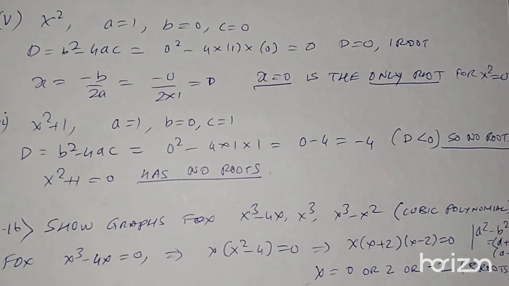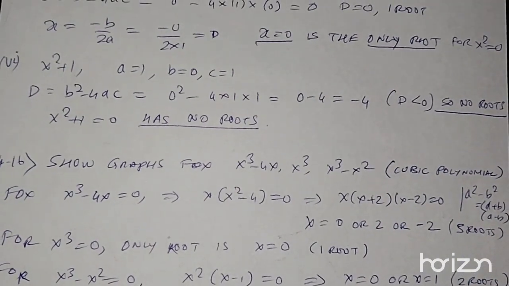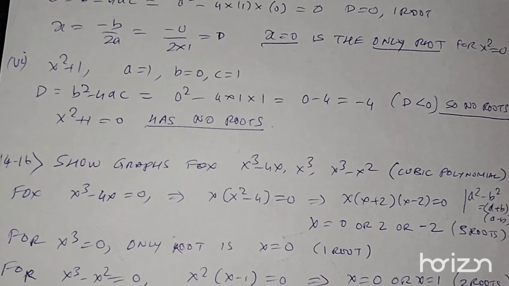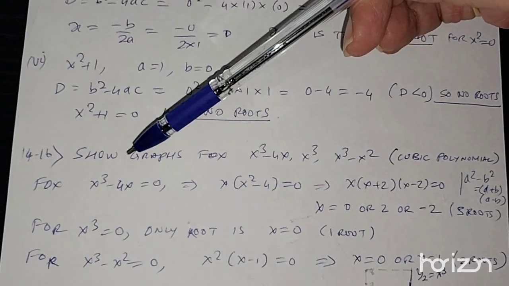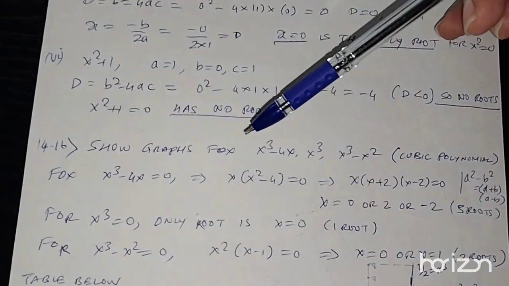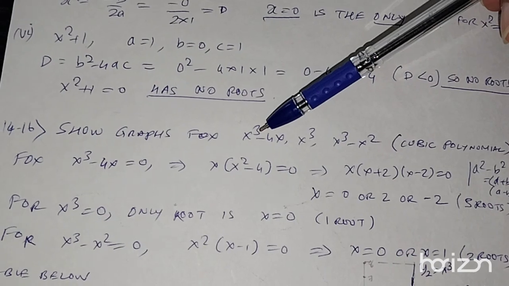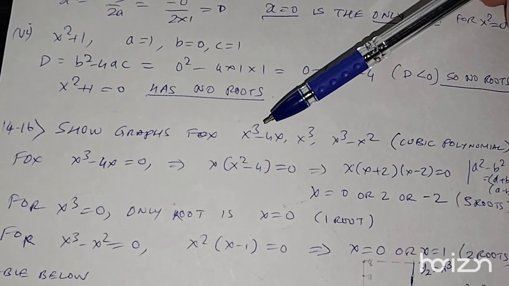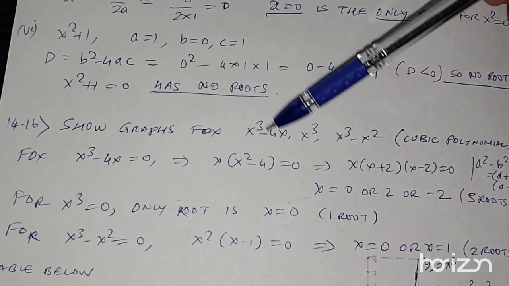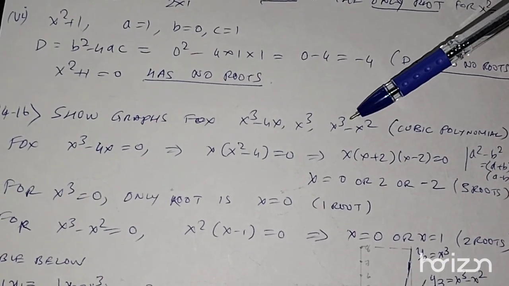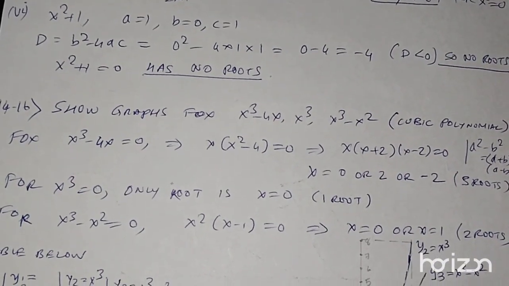Okay, now let's move on to cubic polynomials. Till now we have seen quadratic polynomials. Now let us see how to do cubic polynomials. Let's take an example. Show graphs for x cube minus 4x. See, this is a cubic polynomial. Why? The maximum power of the variable is 3 here. X cube, this is also a cubic polynomial. What about x cube minus x squared? This is also a cubic polynomial.